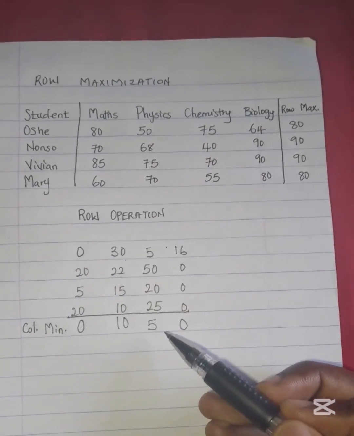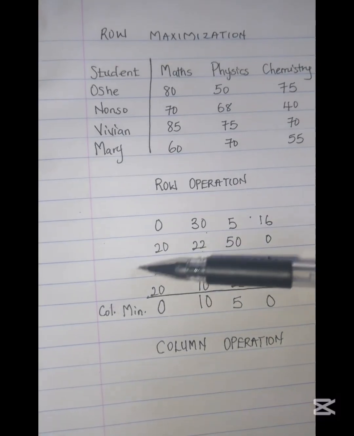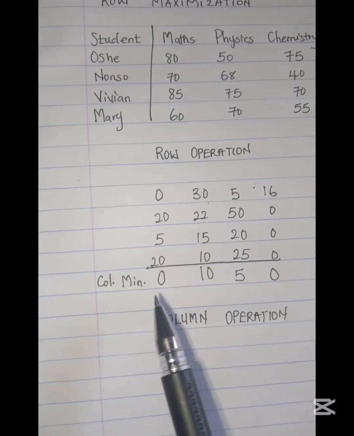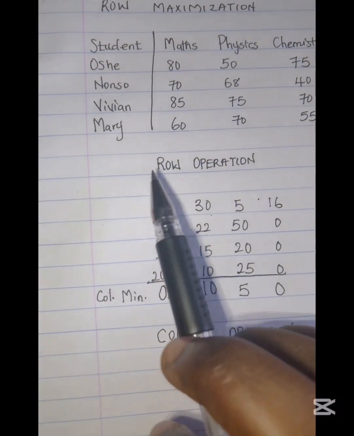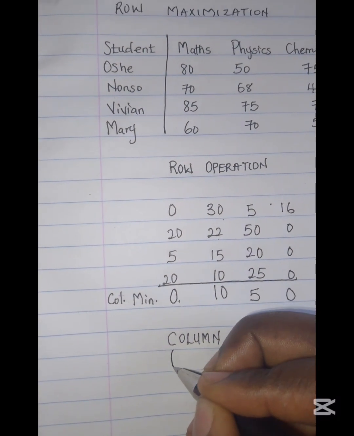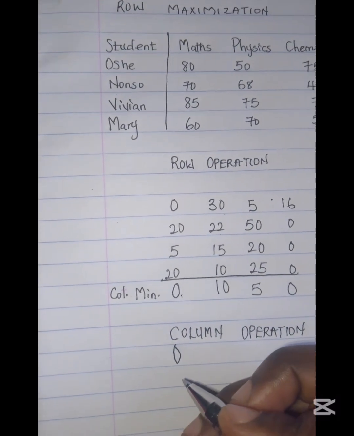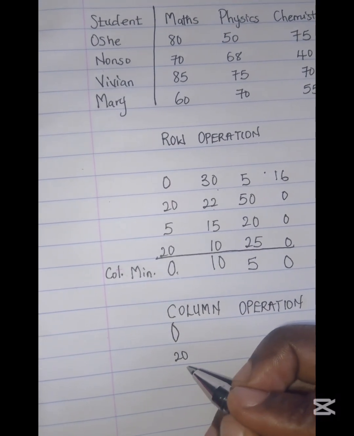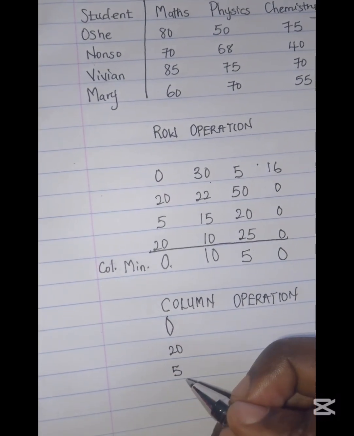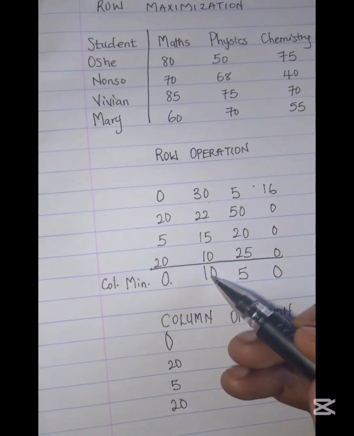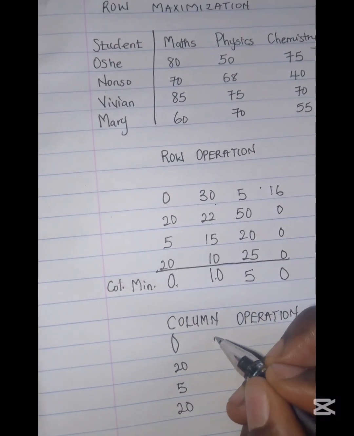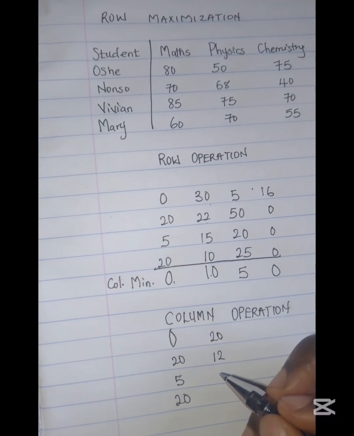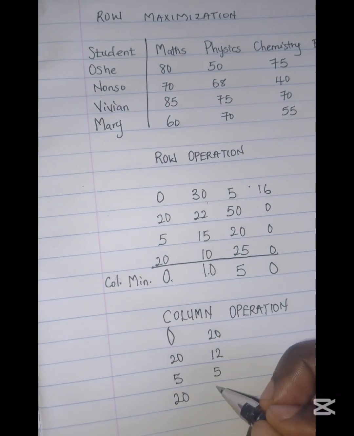So we go over to the next one. For the column operation, the first thing we need to do is to subtract the column minimum from all the elements. We have the column minimum. The first one is 0. 0 minus 0 is 0. Then 20 minus 0 is 20. Then 5 minus 0 is 5. 20 minus 0 is 20. The next one we have 10. 30 minus 10 is 20. 22 minus 10 is 12. 15 minus 10 is 5. And 10 minus 10 is 0.